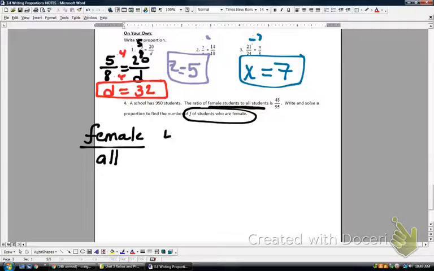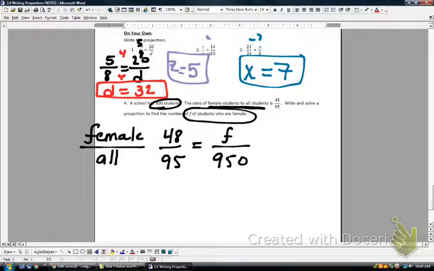And then 48 female to 95 total. And then I see that there is 950 students in the school. So 950 students is my total or my all, so it's going to go on the bottom. And I'm trying to find my female students. So there is my proportion. Notice how my cheat sheet helped me make sure that I get all my numbers in the right spot.